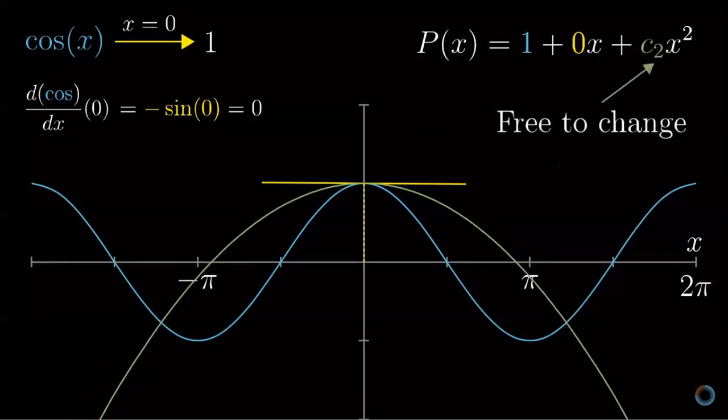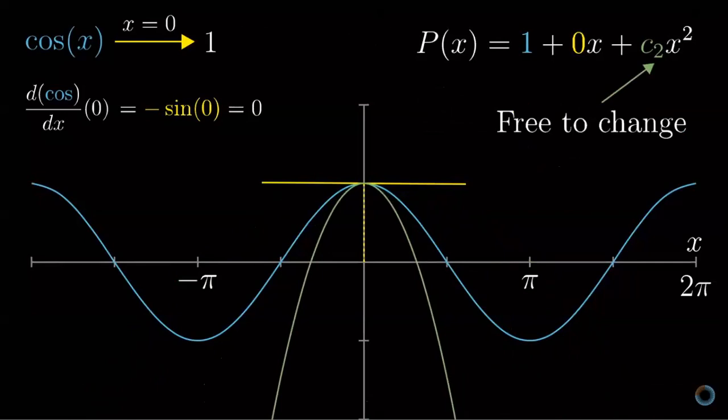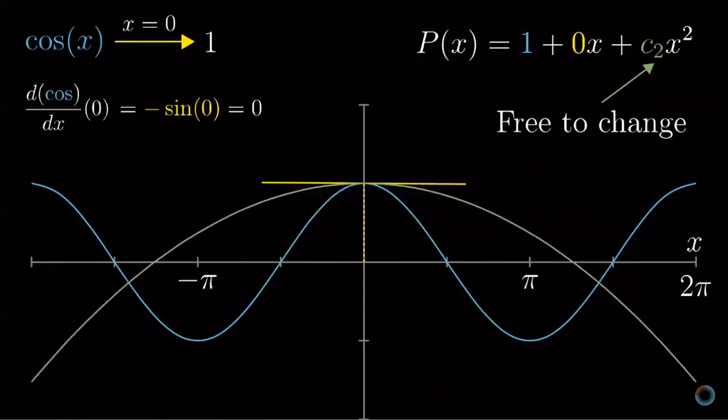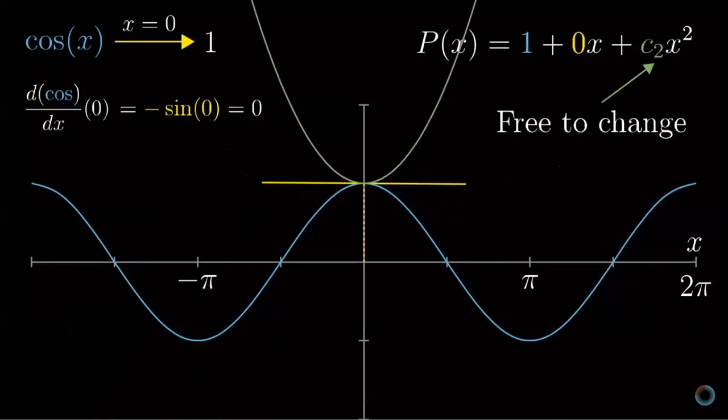And this leaves us free to change c2. But the value and the slope of our polynomial at x equals 0 are locked in place to match that of cosine.